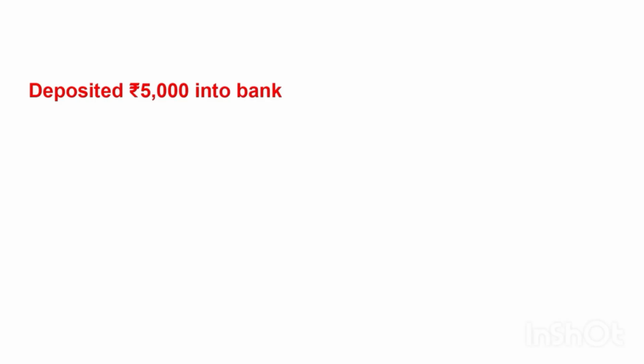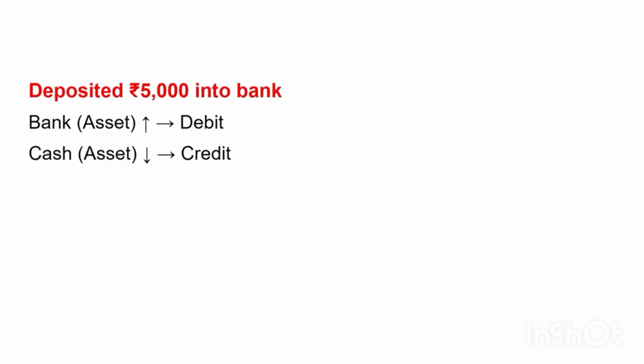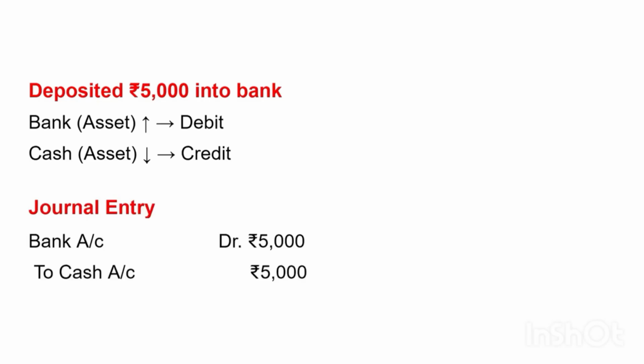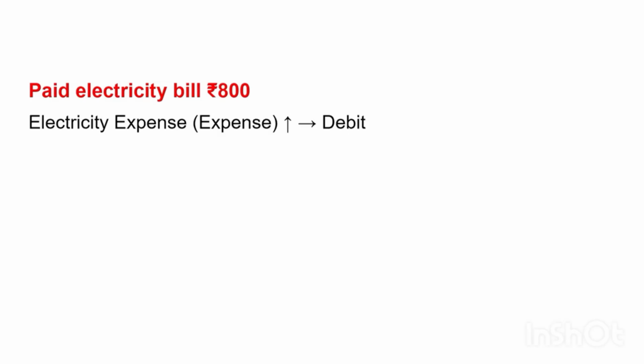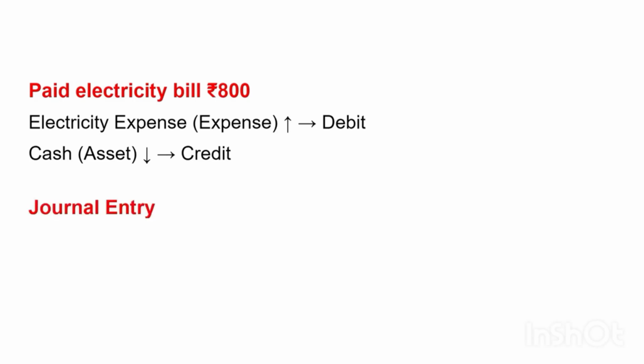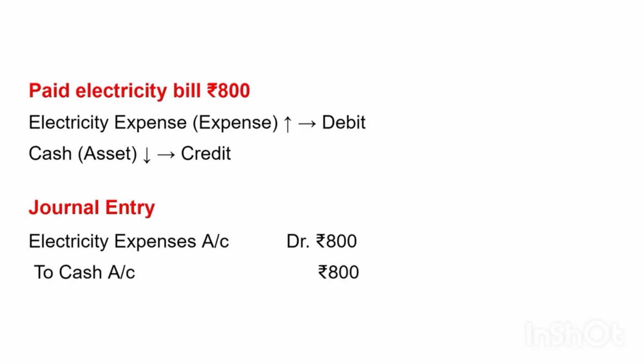Deposited rupees 5,000 into bank. Bank is an asset and cash in bank increases so it is debit. Cash is an asset and cash in hand decreases so it is credit. And the journal entry is bank account debit rupees 5,000 to cash account rupees 5,000. And the narration is being deposited cash into bank. Paid electricity bill rupees 800. Electricity expense increases so it is debit. Cash is an asset and it decreases so it is credit. And the journal entry is electricity expense account debit rupees 800 to cash account rupees 800. Narration is being paid electricity bill.